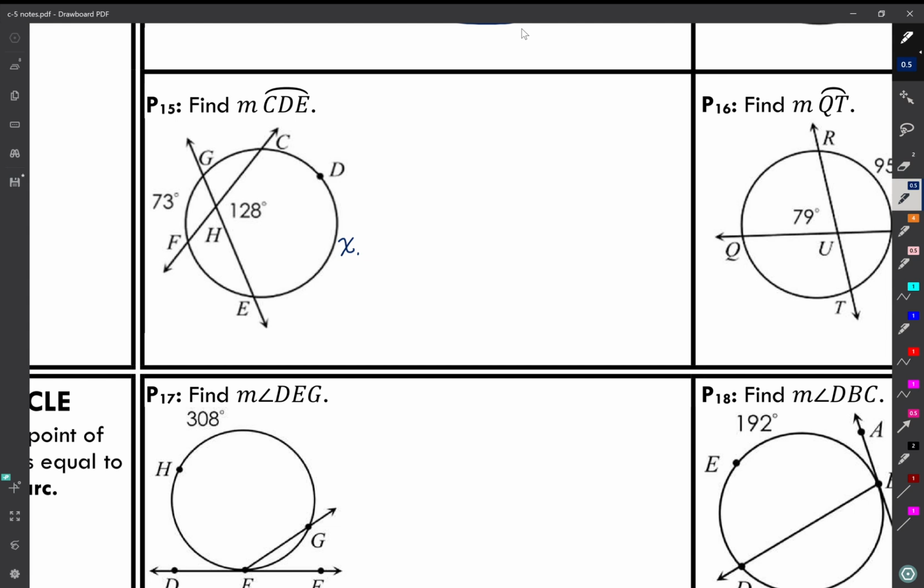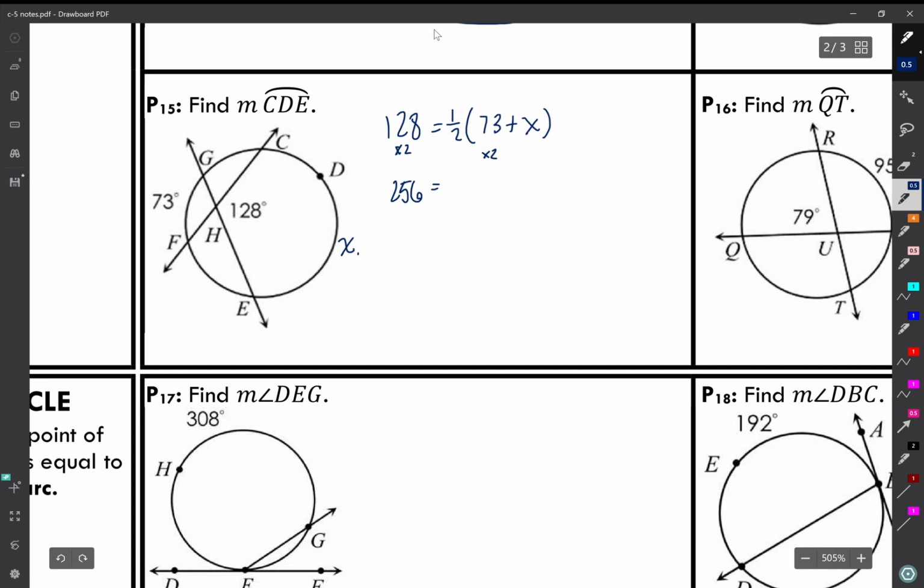Our formula starts with our angle on the left, so that's why I'll have 128 on the left over here. That's going to be equal to 1/2 of the sum of our two arcs, 73 and X. Now, I want to get rid of this 1/2. I can do that by multiplying both sides by 2. So 128 times 2 is 256.